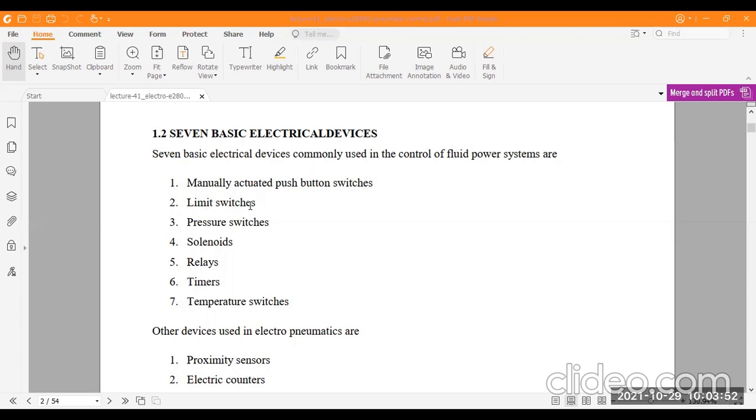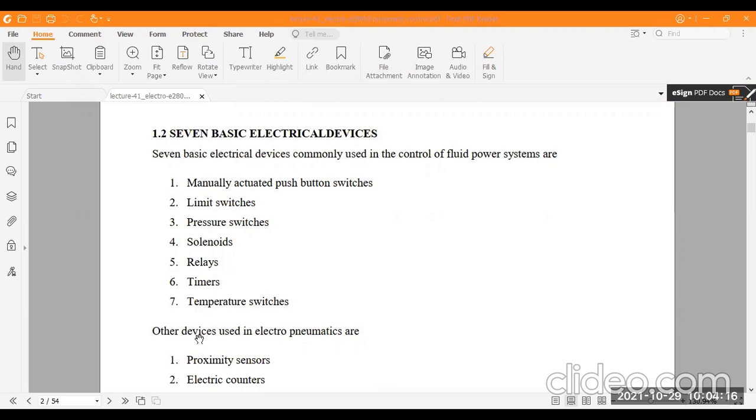Number 2, that is a limit switch. Number 3, pressure switch. Number 4, solenoids. Number 5, relays. Number 6, timers. And number 7, temperature switches. So these are basically the 7 basic electrical devices. They are commonly used for the control of fluid power systems with the pneumatic controller part.